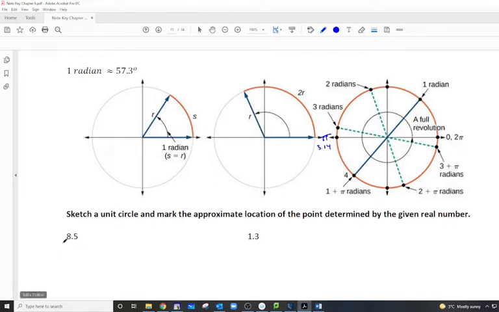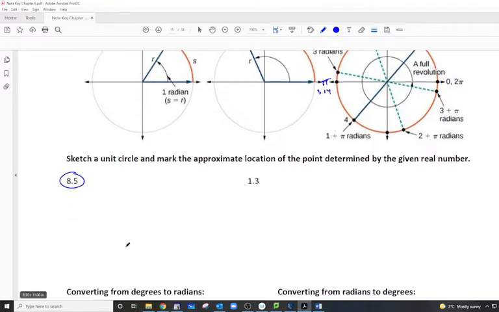But what we are going to look at here is 8.5. Where would I put 8.5 onto this circle, right? So 8.5 is 8.5 radians, and which quadrant would 8.5 be in? Now it says sketch a unit circle and mark the appropriate location or approximate location. Super approximate, okay? I really just want to know what quadrant 8.5 is going to be in.